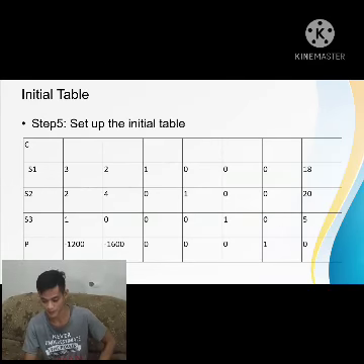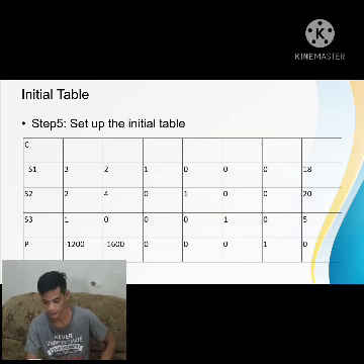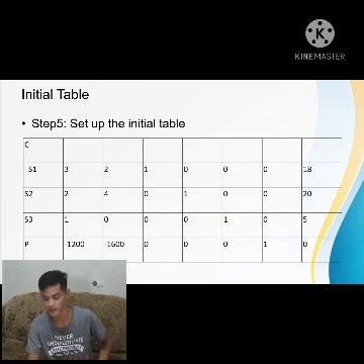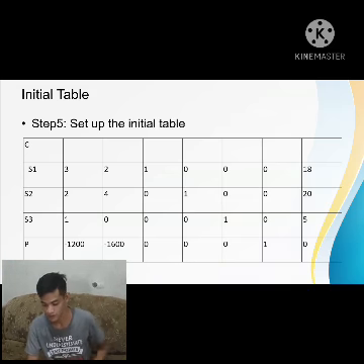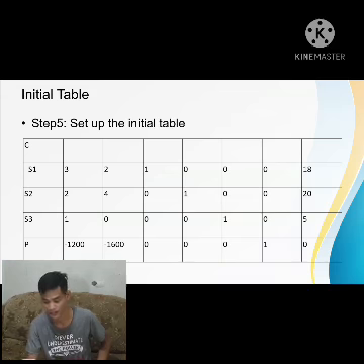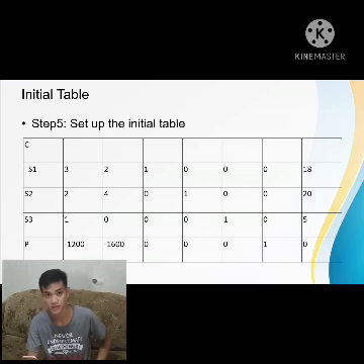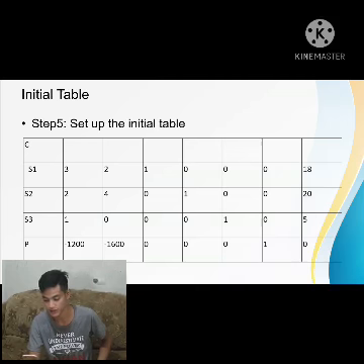I will be discussing the initial table setup. We have BV, X1, X2, S1, S2, S3, P, and RHS. Under the BV we have S1, S2, S3 and P. In the S1 row we have 3 under X1, 2 under X2, 1 under S1, then 0 for S2, 0 for S3, 0 for P, and RHS 18.